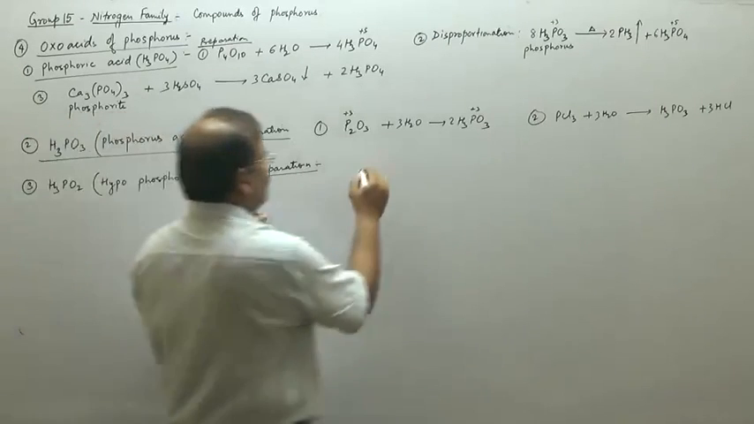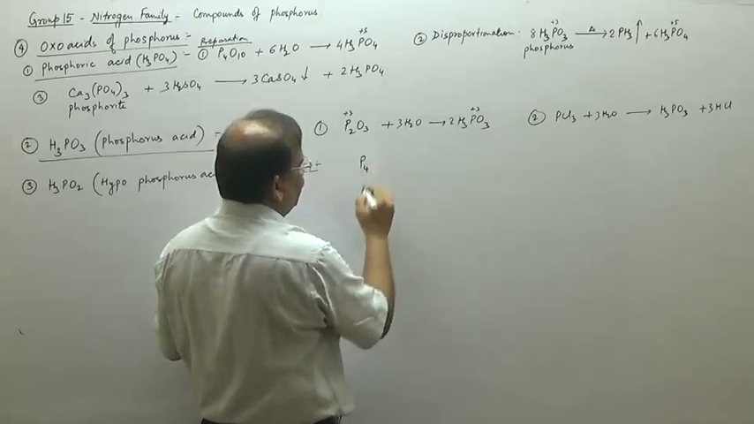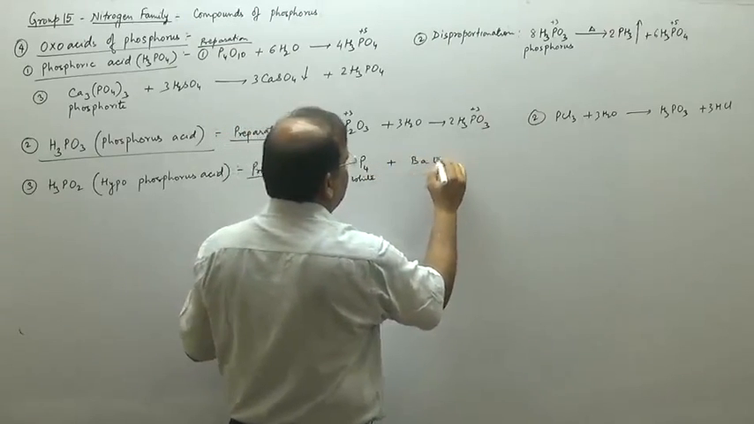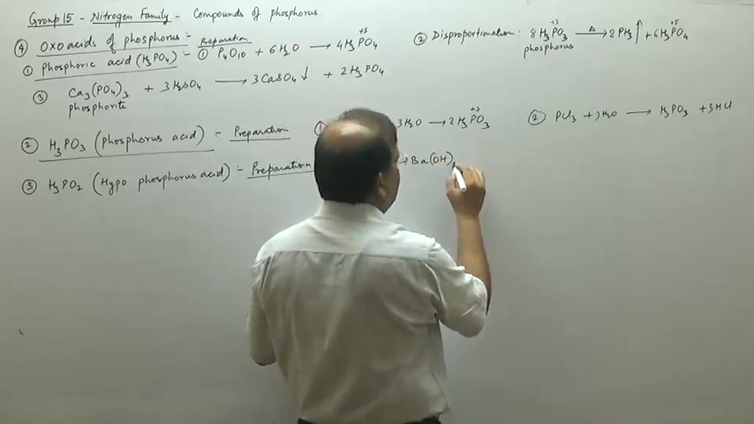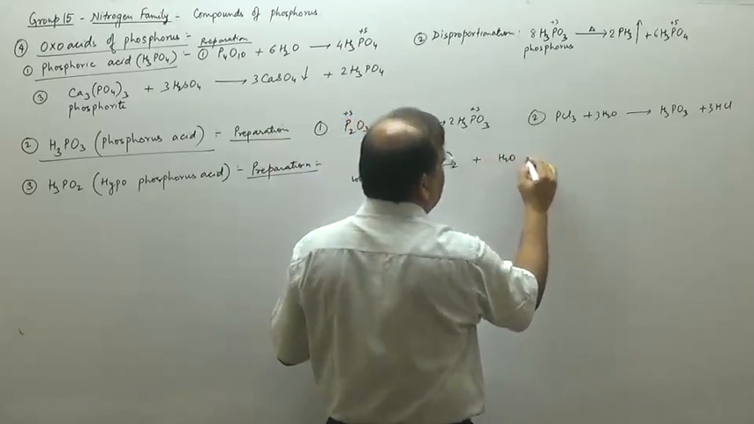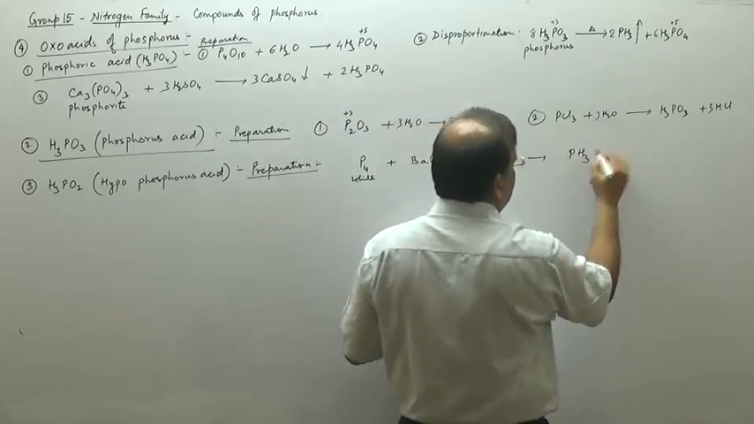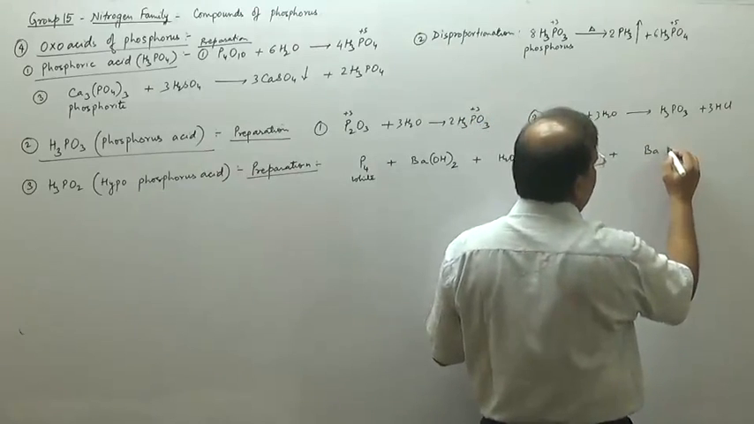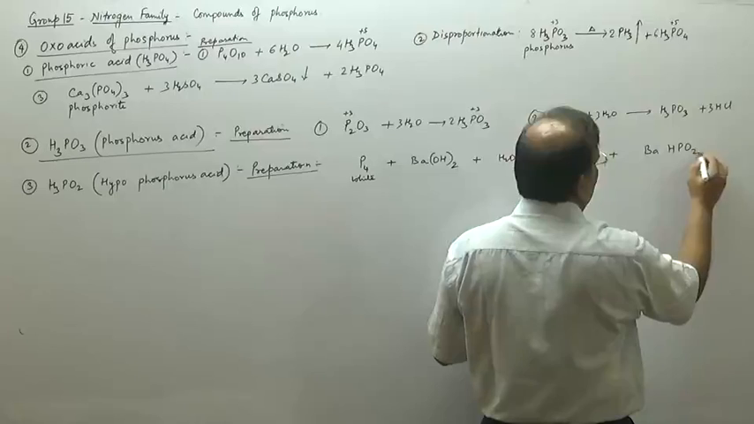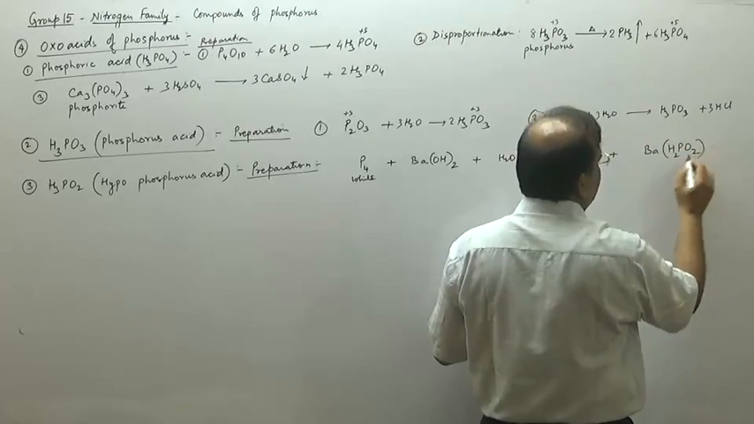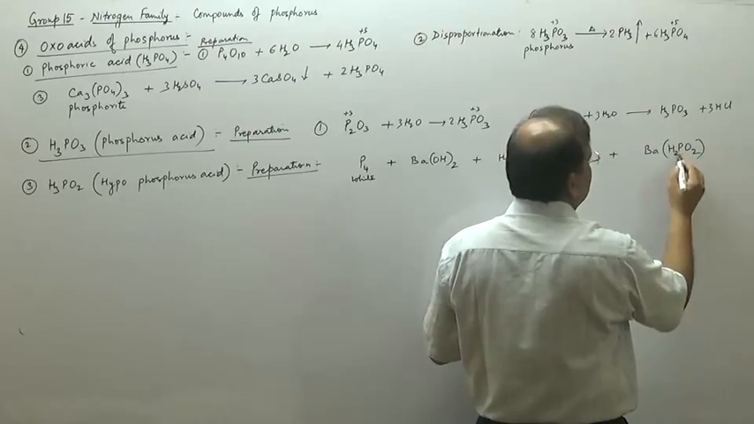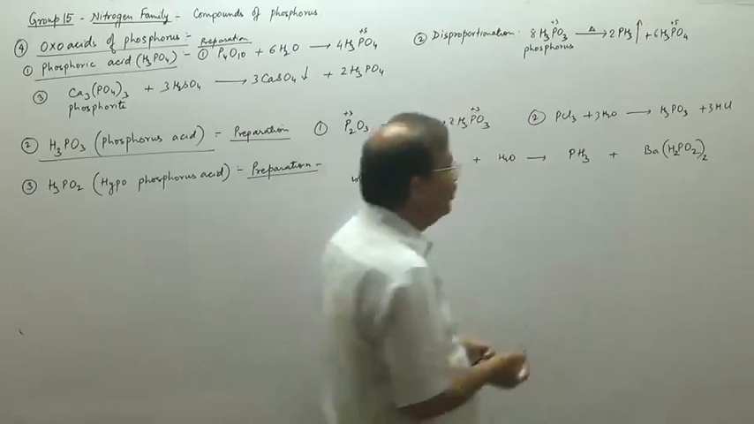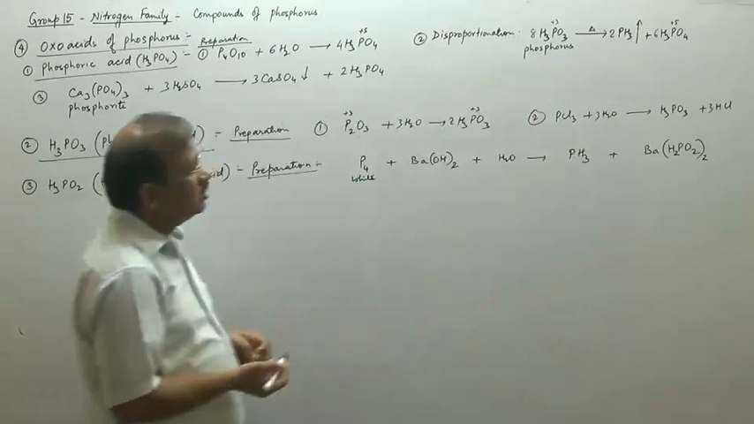When we react the white phosphorus, that is treated with barium hydroxide and water, it will get converted into phosphine, plus we will get barium hypophosphite, Ba(H2PO2)2. So H2PO2 whole twice I have to write like this. Then there will also be barium phosphate in the reaction.